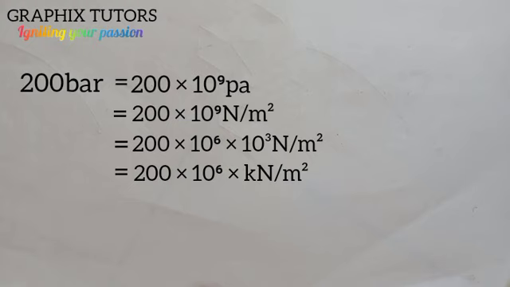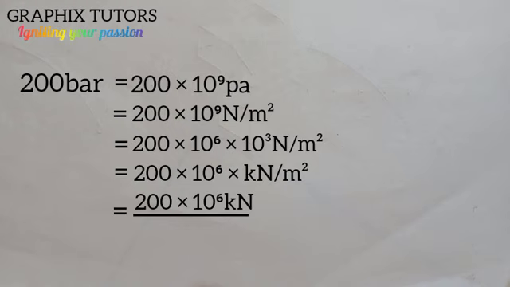Now, if I want to convert it to kilonewton per millimeter square, what will I do? Like I told you earlier, I can write it as 200 times 10 to the power 6 kilonewton per, which means divided by, 1 meter square. Another way of converting from meter to millimeter, you need to multiply by 1000. So I can write this as 200 times 10 to the power 6 kilonewton all over 1000.